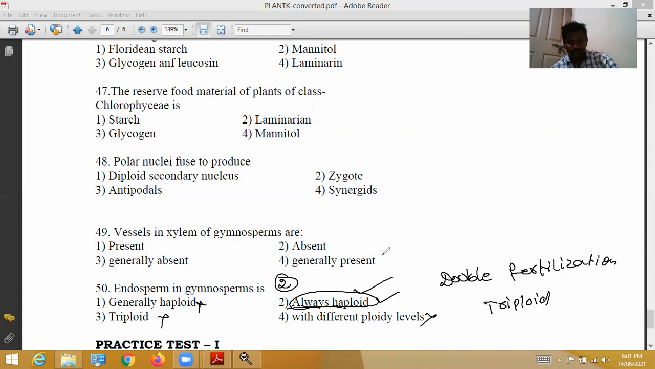In this case, the answers are also given below. You can follow those answers.